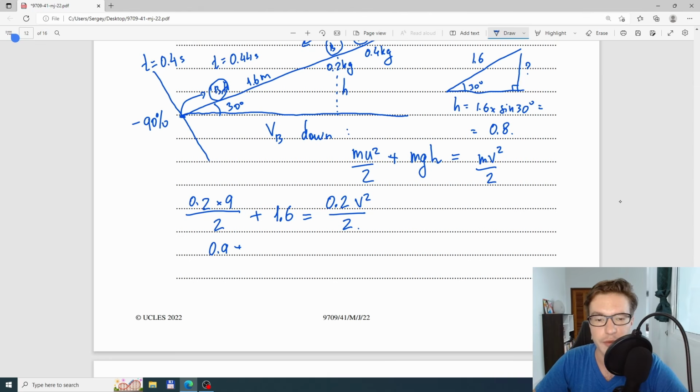We got 0.9 plus 1.6 equals to 0.1 v squared. Add up 0.9 and 1.6, we get 2.5 equals to 0.1 v squared. Divide by 0.1 and take the square root, so we got v equals to 5. So that's the velocity of particle B right before the collision with the barrier.